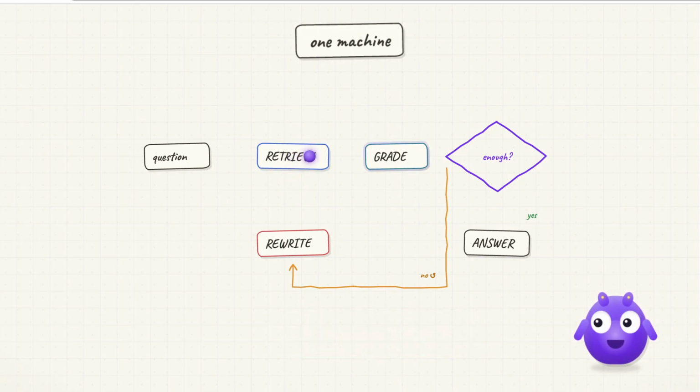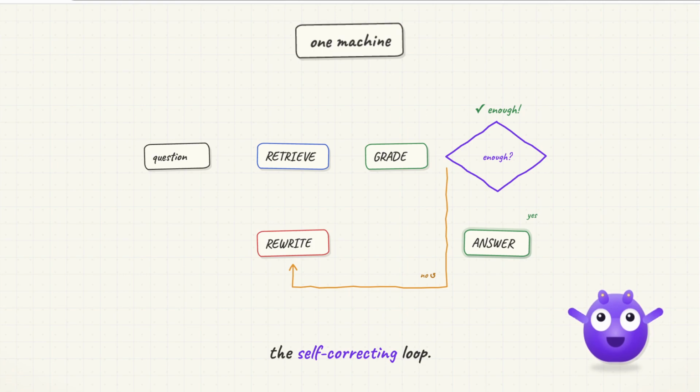So it just loops until it's happy? Pretty much. Second lap, a better query, better documents, and this time the gate says yes. It answers, grounded only in what passed. Same machine, one loop, quietly fixing itself.